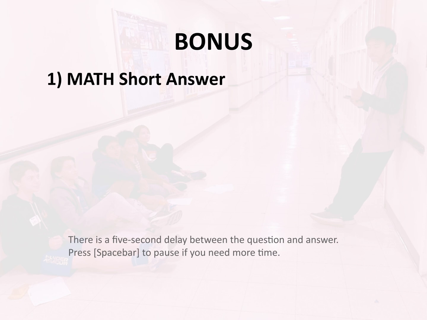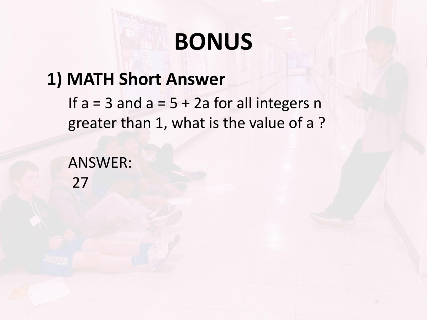Bonus 1. Math. Short answer. If a1 equals 3 and a_n equals 5 a_(n-1) plus 2 for all integers n greater than 1, what is the value of a2? Answer, 27.